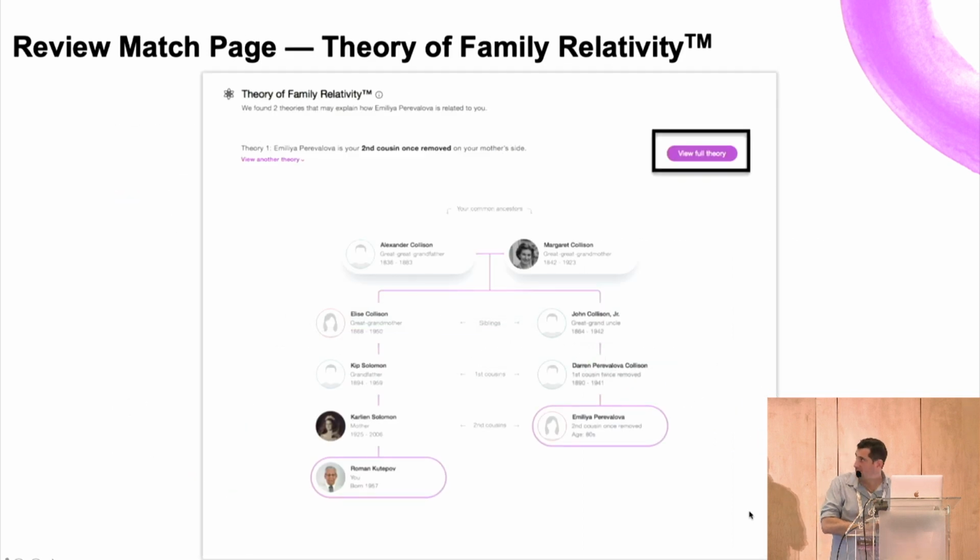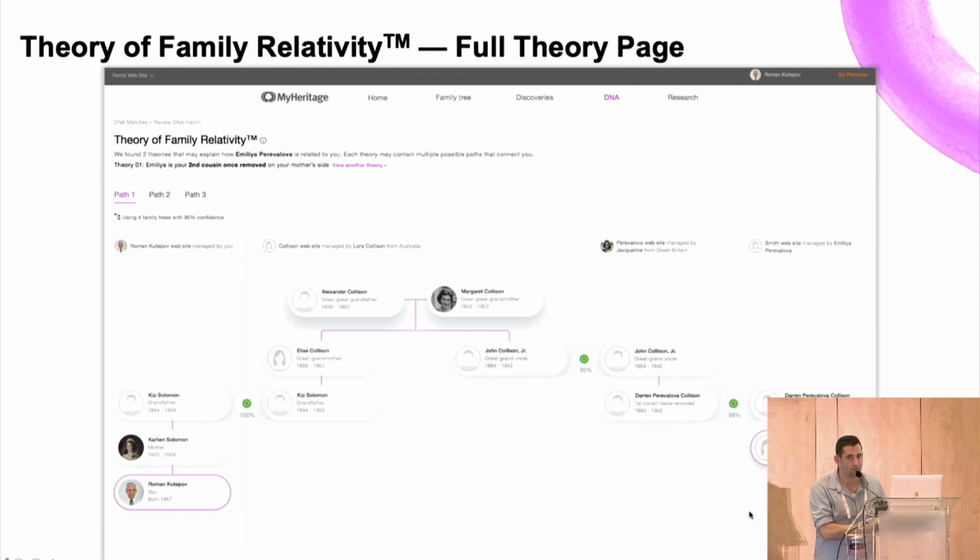Once you are ready to go, you click view full theory, and you arrive at the full theory page. This is the full view that shows you how we were able to come up with this theory. Okay, and we'll go over that one by one and explain what we see. So even from here, there's an option to switch between the different theories, second cousin once removed to third cousin, if there's more than one.